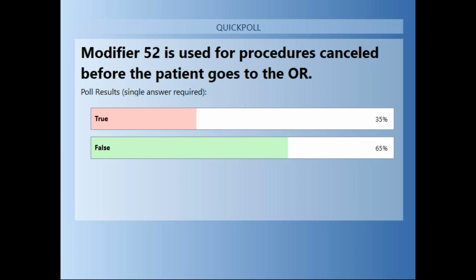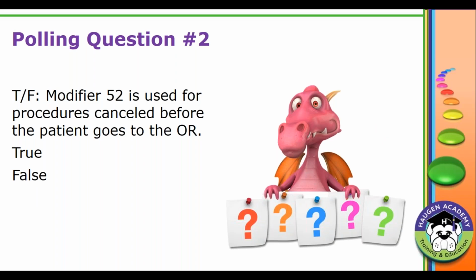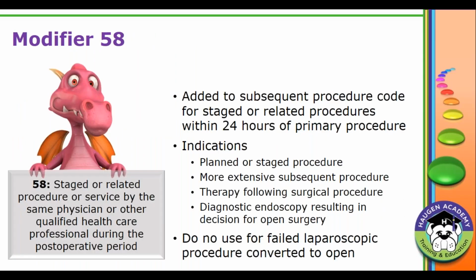All right, Kathy, thank you very much. So Modifier 58 is the staged or related procedure or service by the same physician or other qualified healthcare professional during the post-op period. And this one kind of drives me a little nuts. I was wondering when we would ever use this. For the longest time, I could not find a good example for this particular modifier.